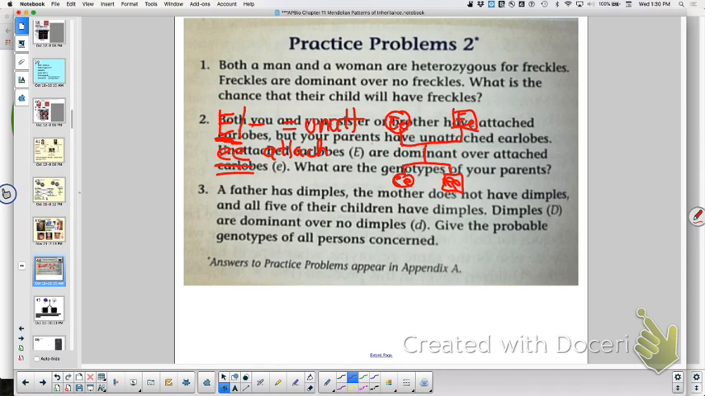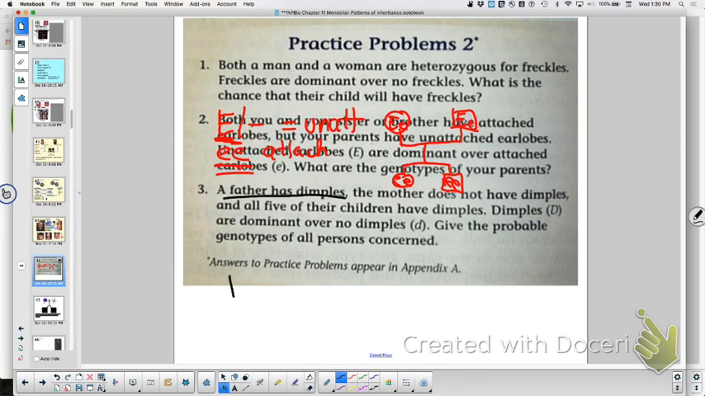Okay, a father has dimples. The mother does not have dimples. Then I keep reading. And all 5 of their children have dimples. Dimples are dominant, okay? So now I know I have a father. A father has dimples. So he has at least one big what? D. I don't know what his second letter is.